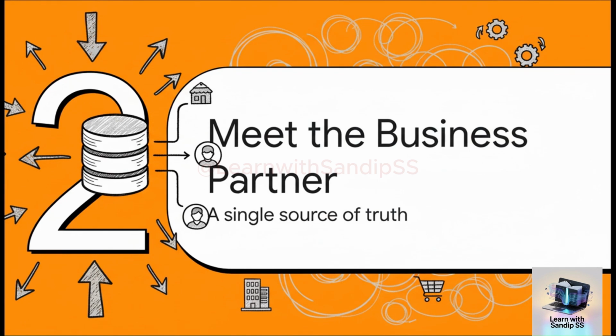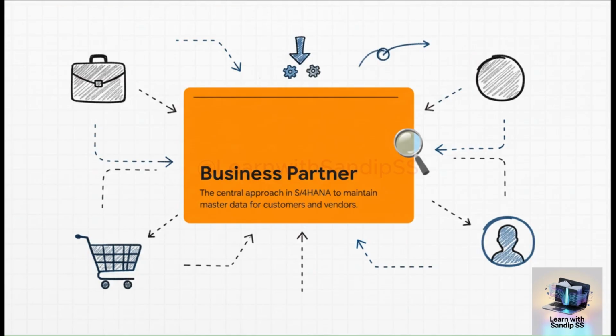Well, that brings us to our next section where we meet the hero of our story, the business partner. This is SAP's really elegant way of creating one single source of truth. So, what is a business partner? Well, in SAP S4HANA, it's the one central place where you manage all your master data. And here's the really cool part. It's not just for your customers. It's for your vendors, your contacts, basically anyone you do business with. It's a unified approach, which means no more scattered information. Everyone is singing from the same song sheet.